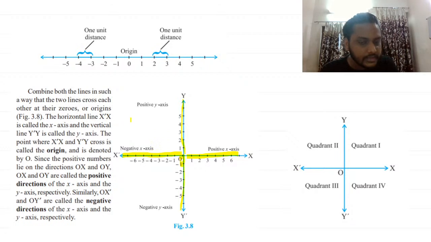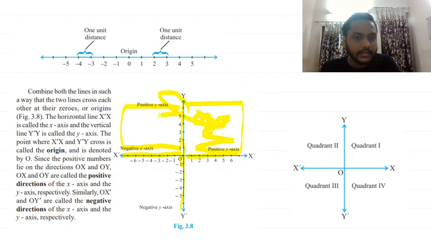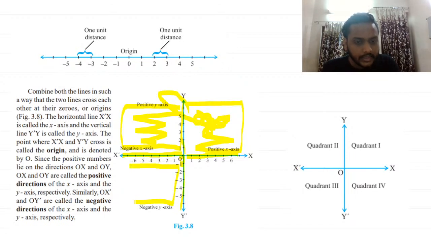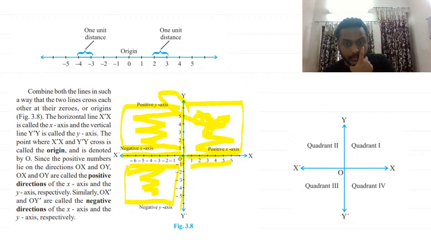So don't you think the axes y and x that you have drawn have broken this whole picture into 4 different sections? This is your first section, this complete part. This is the second section that you have, this one. This is your third section, yes or no? And this is your fourth section, yes or no?